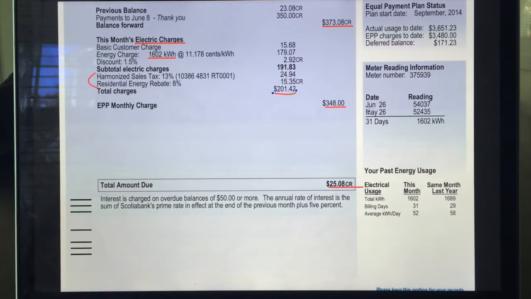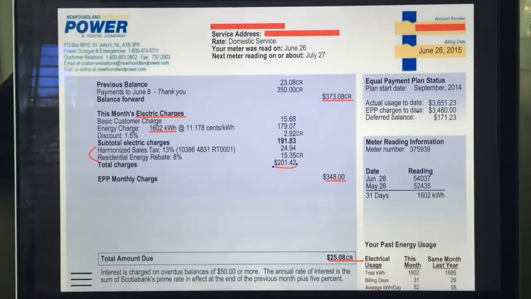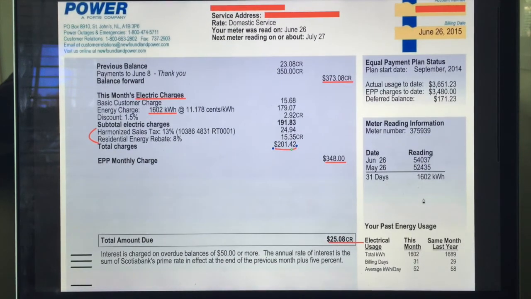Anyway, so you can see here, this was our meter reading last year, May 26th. It was 52,435, and then the meter reading for this bill, June 26th, and there's the new reading. So it just shows you the delta, how many days was in this billing period, and the number of kilowatt hours that was consumed. So this 1602, this is what we were charged for over here.